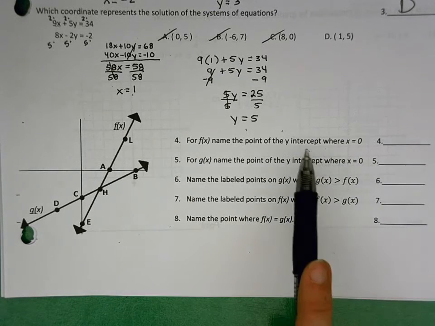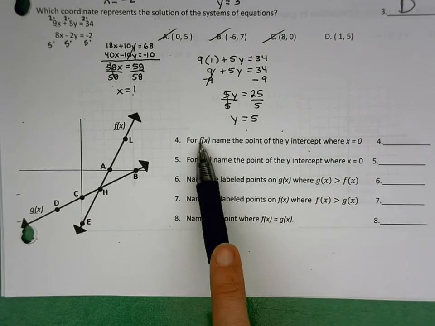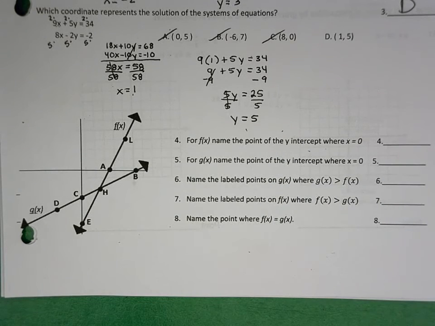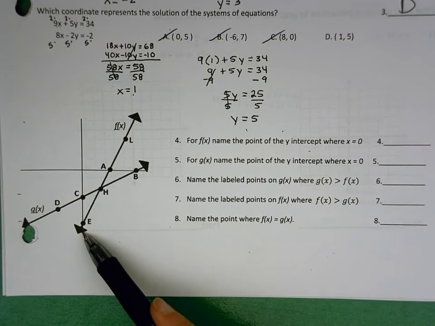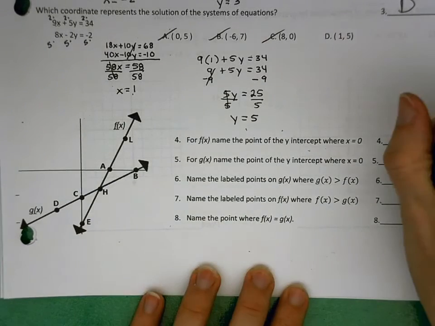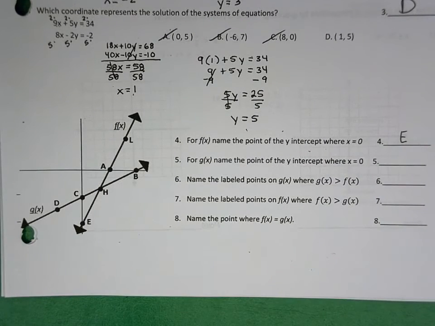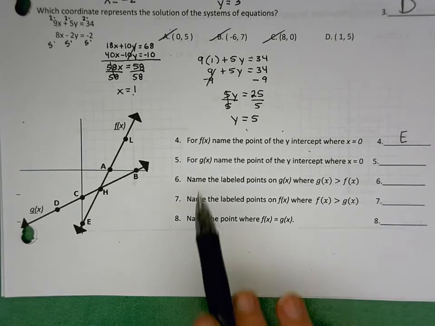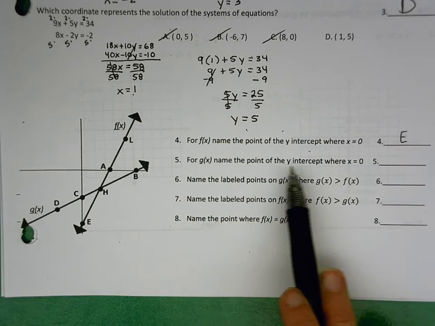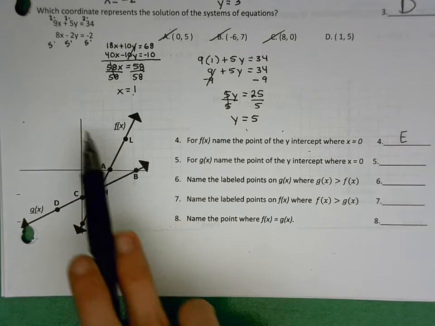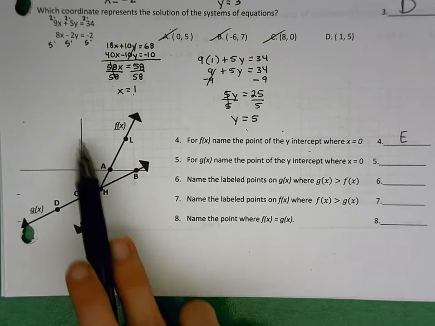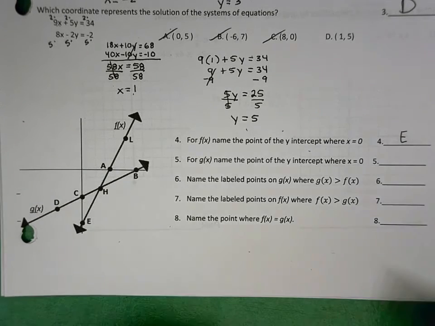If you're looking for a y-intercept, what we're looking for is, where does f of x touch the y-axis? Well, here's my f of x line. Here's my y-axis. F of x touches my y-axis at that point, at E. Next one, we're asked for g of x, name the point of the y-intercept where x equals 0. So where does g of x touch the y-axis? Well, here's g of x, here's the y-axis. G of x touches the y-axis at this point, at C.